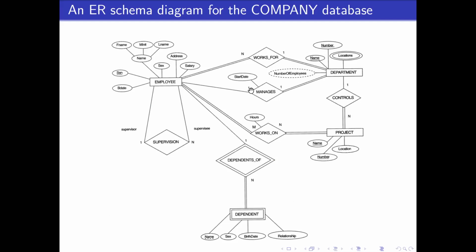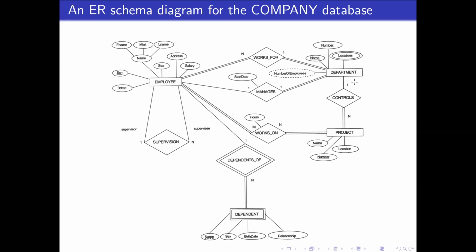Okay, let's look at the manages relationship. It's one to one. That means one employee can manage only one department, and one department can be managed by one employee. So that's why it's one to one. But not all employees are managers of a department, so only some of them. That means the minimum is zero. That means some employees are not managing a department. So this is a single line. And on this side, the department, you have to have a manager, right? So this is total participation, right?